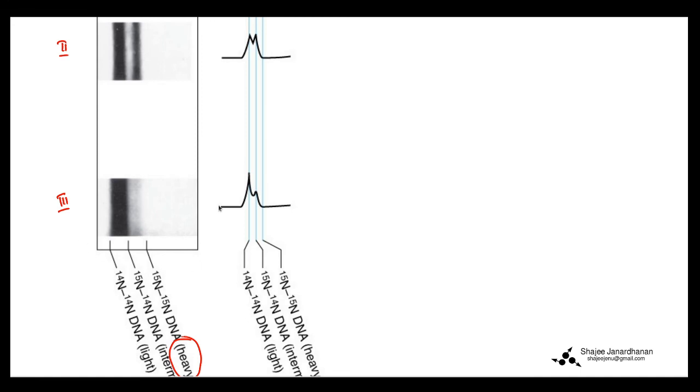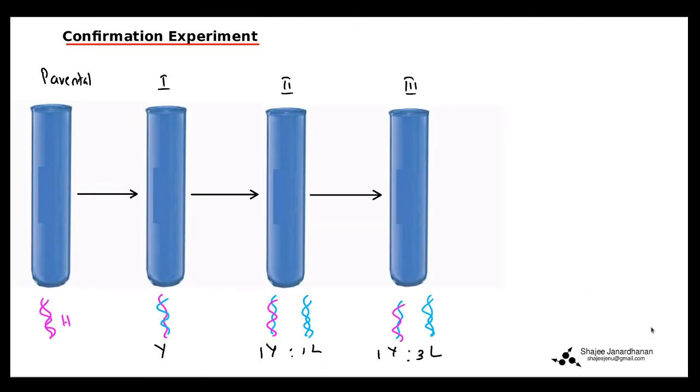When you come to the third generation, you can find that the OD value for the lighter DNA has increased, because there is more concentration of the light DNA present. As the generations increase, what happens to this peak? This peak is going to keep on increasing, because the concentration of the light DNA will increase from one generation to the other, whereas the peak that corresponds to the hybrid DNA remains the same.